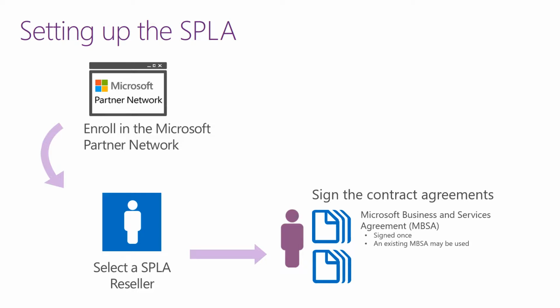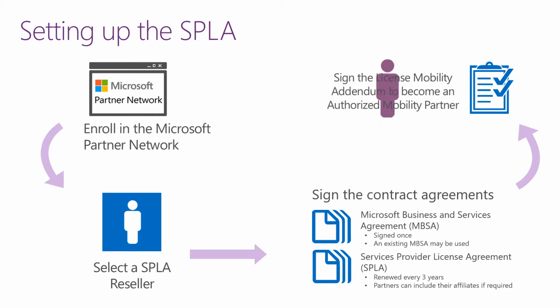And this is a contract with a 3-year term. Now, if a partner has affiliates, so organisations that it owns more than 50% of, then those affiliates can be included in the SPLA as well. And finally, there's an optional step. If the service provider wants to become an authorised mobility partner, then they need to sign the License Mobility Addendum to the SPLA. What's the benefit of this? Well, it allows them to offer an additional set of services to customers.